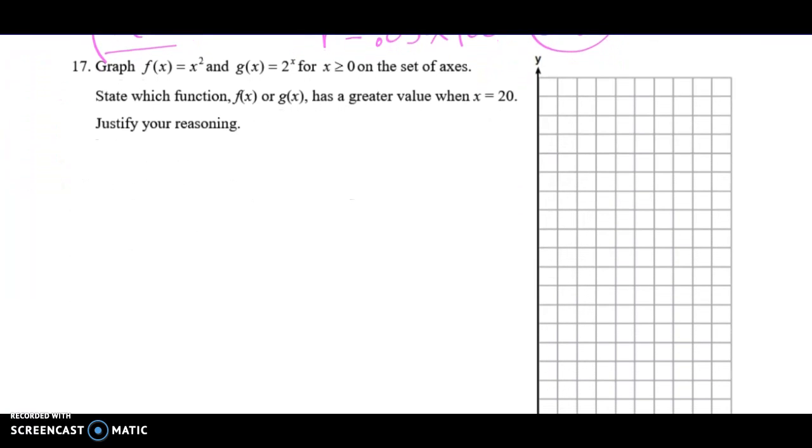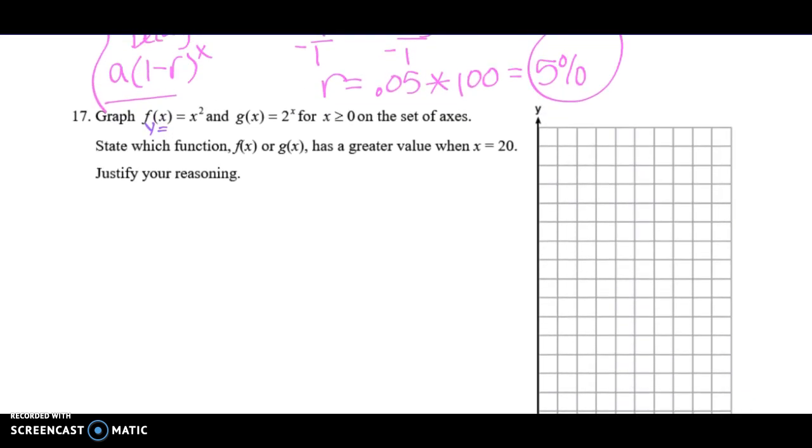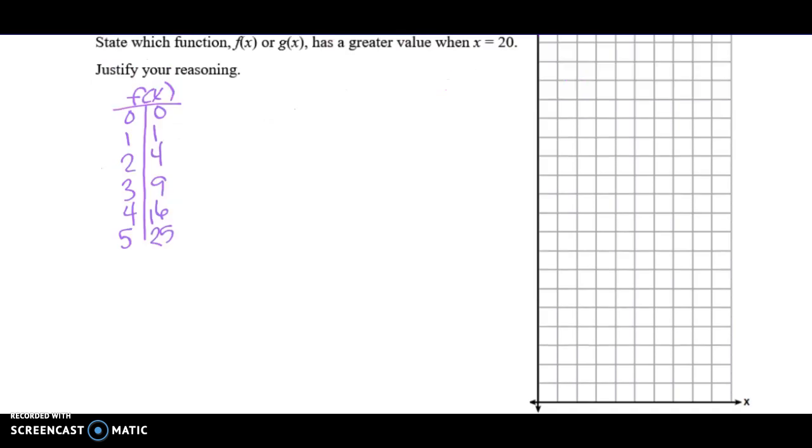17. We need to graph both of these functions on the axes and then state which function has a greater value when x equals 20. So one at a time, you will want to put these into your y equals and create yourself a table to plot it. Looking at our graph, I see it's just quadrant one. It's all positive values of x and y. So you're just graphing from 0 on up from your x column. So pause it and then come back and take a look. So I put f of x in my y equals. This is my table of values. And I'm just graphing them.